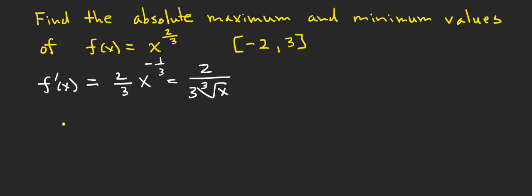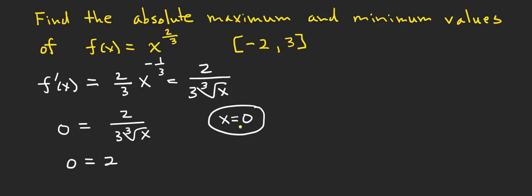Now, when does that go to 0? Well, you cross multiply, you end up getting 0 equals 2, and this is false, so therefore, the first derivative will never equal 0. Now, when is the first derivative undefined? It's undefined when the denominator is 0, and the denominator is 0 when x equals 0. So that is the only critical point we have. So absolute min, max, could occur either at x equals 0 or at the endpoints.